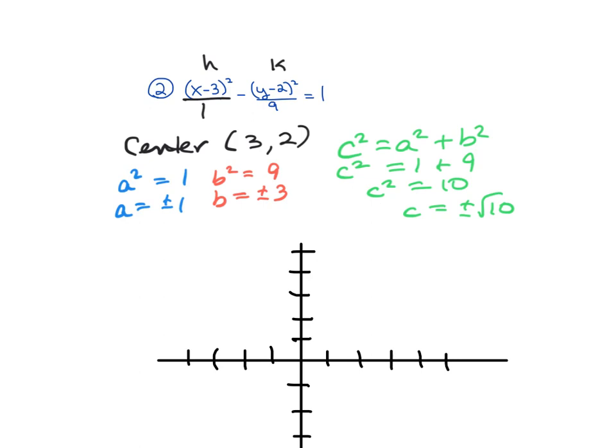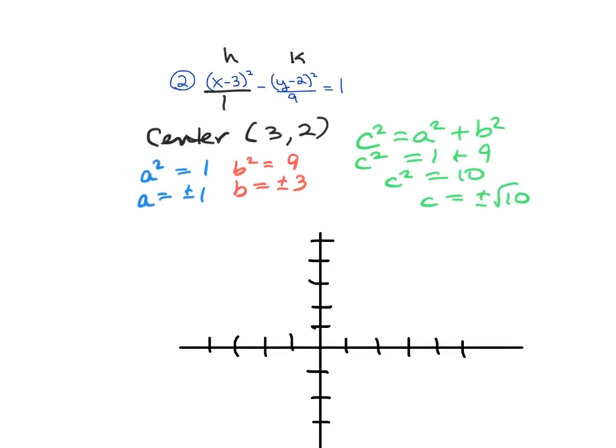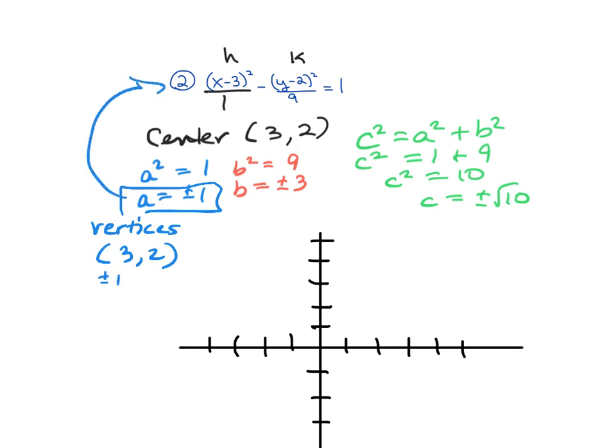Now I need to calculate the vertices, the focus, and the asymptotes. So vertices, again, take your center. You're going to add the a value to the variable you saw first. So I'm going to add and subtract to the x. So the two coordinates are going to be 3 minus 1, which is 2, comma 2, and then 3 plus 1, which is 4, comma 2. These are my two vertices.